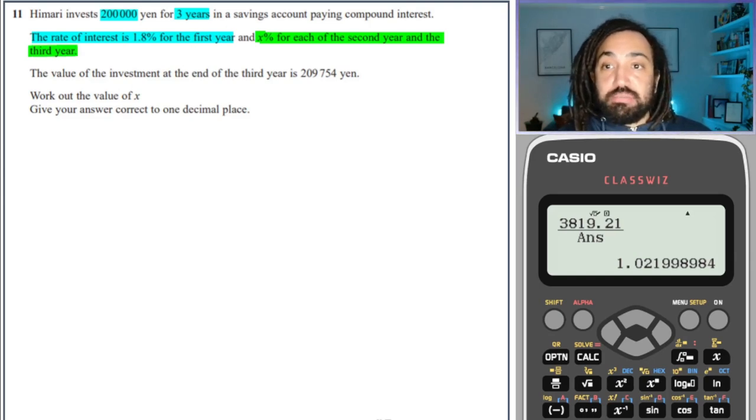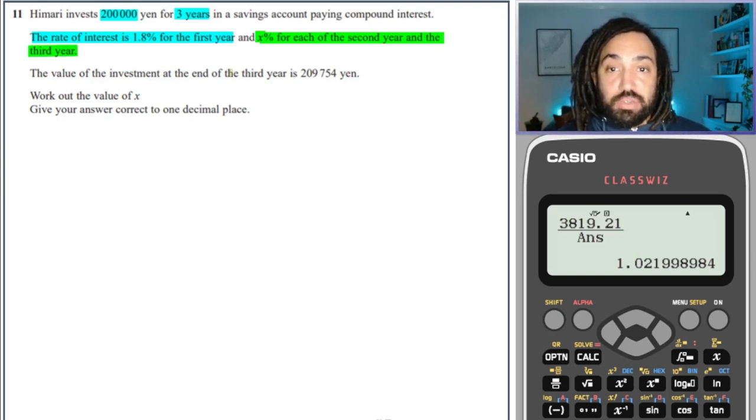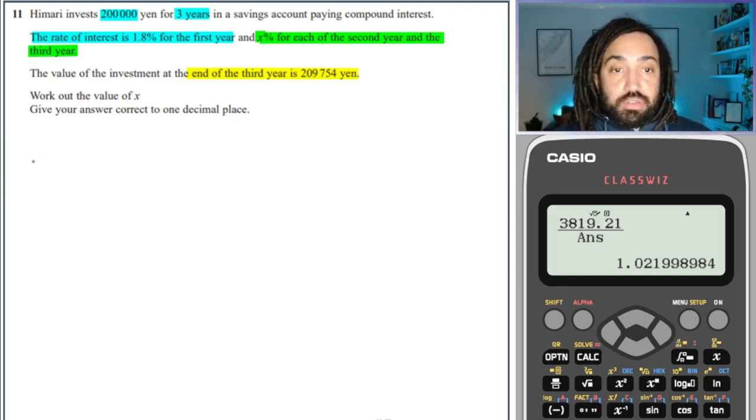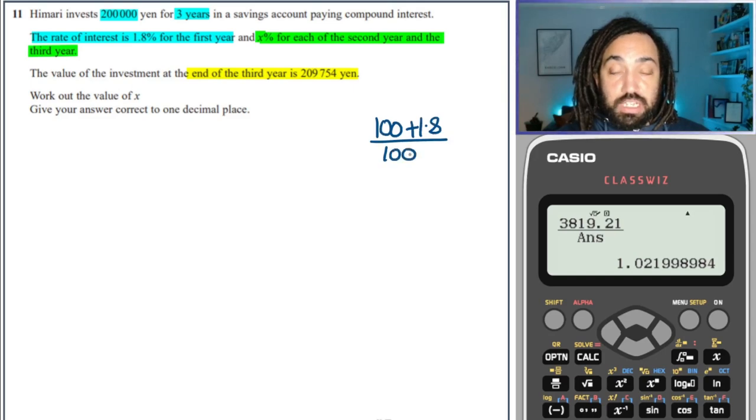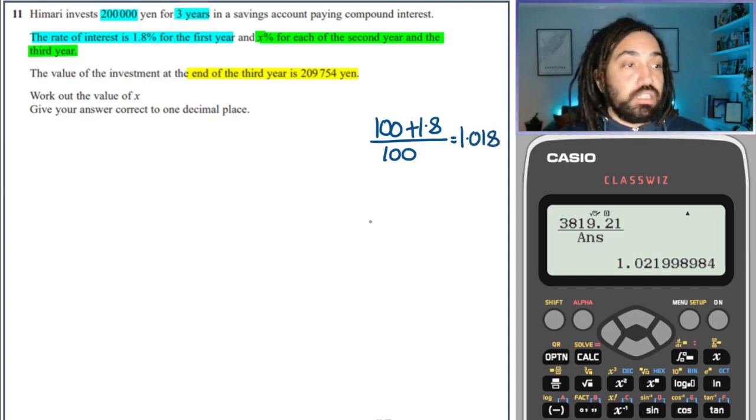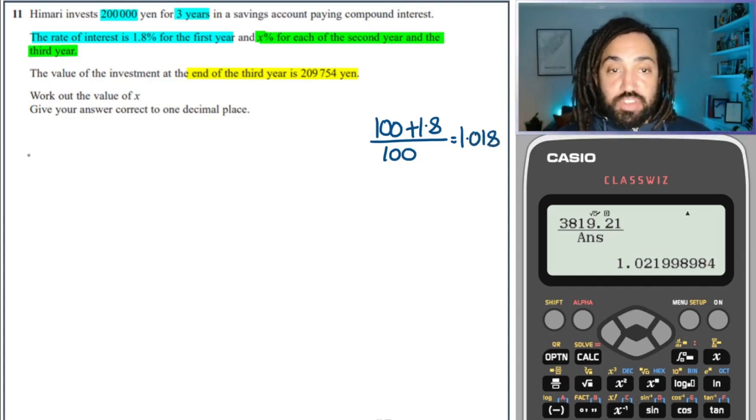So this one is harder than the last one, that's why I've put it last. And then this gives me a total value at the end of the third year, so right at the end of this amount. So let's set up an equation. First off, the interest rate of 1.8%, we can convert that into a multiplier by adding it onto 100, then dividing by 100. And this gives me 1.018. So that's the multiplier for the first year.